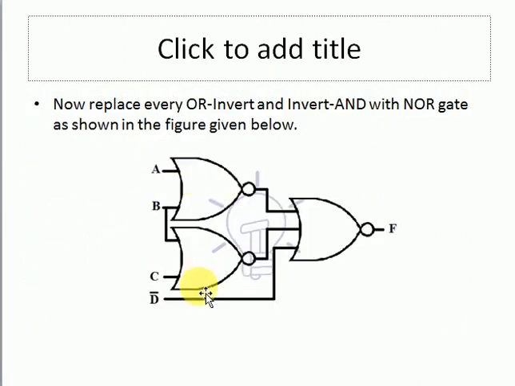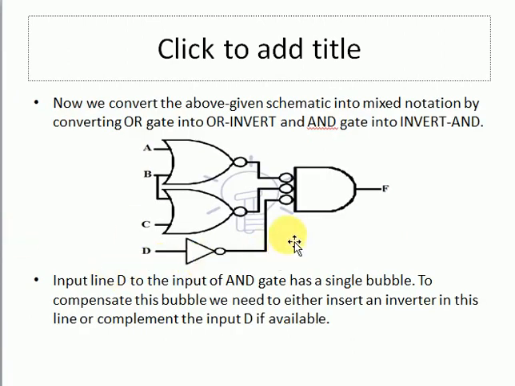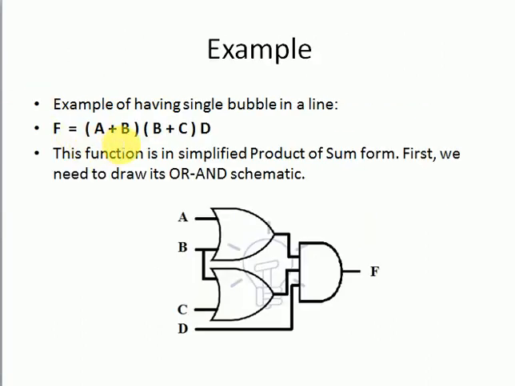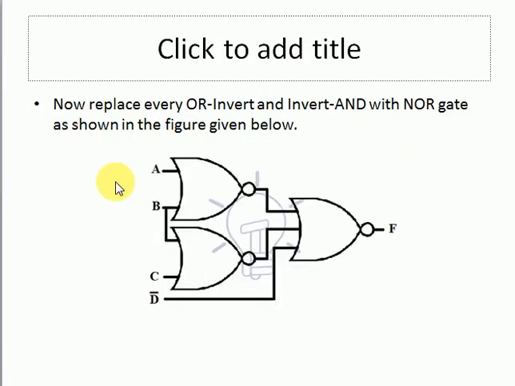So this NOR gate, and this NOR gate. But see here, the D complement is directly applied, as we have D complement here. That's why when this D complement passes through this bubble, it will become D. So at the output we get F equal to (A plus B) into (B plus C) into D, by using this two-level implementation of NOR gate.